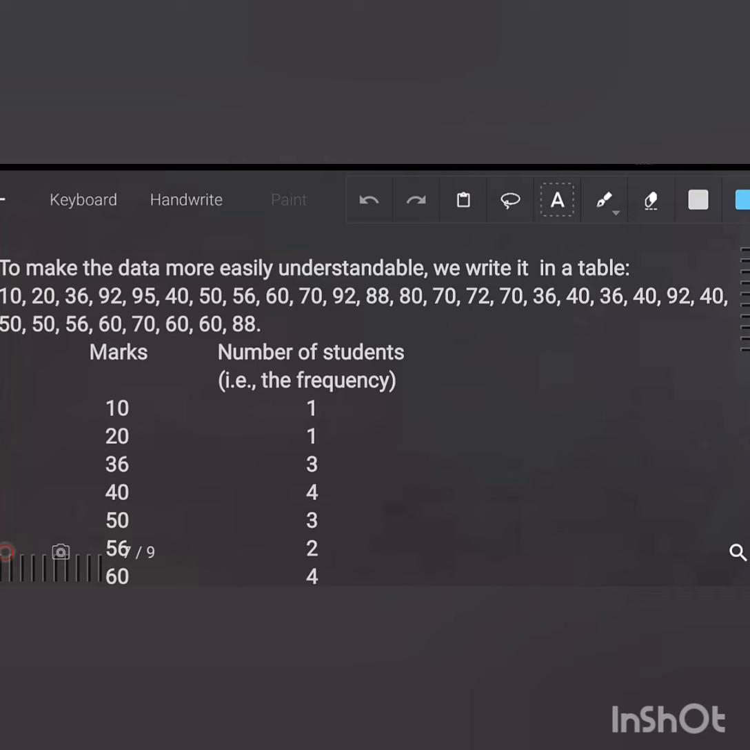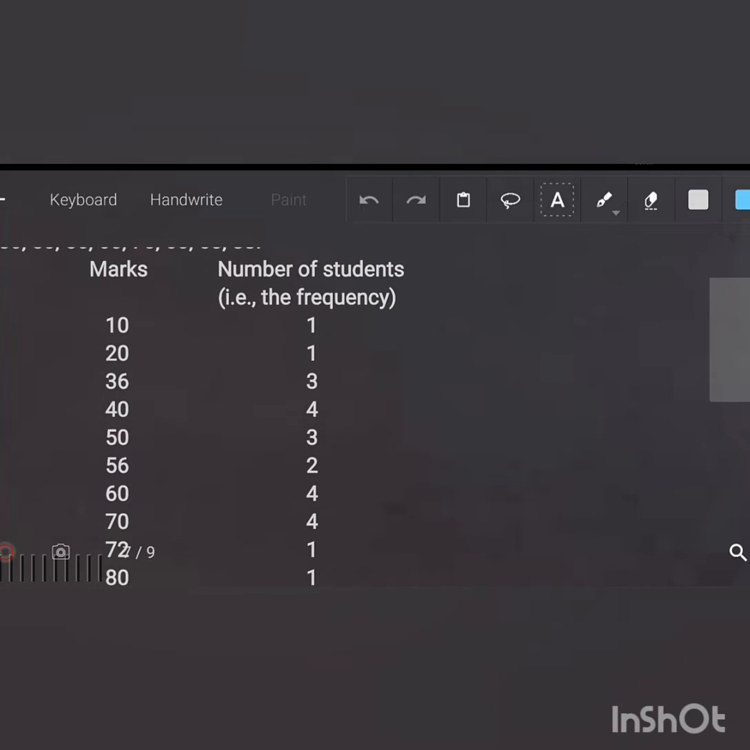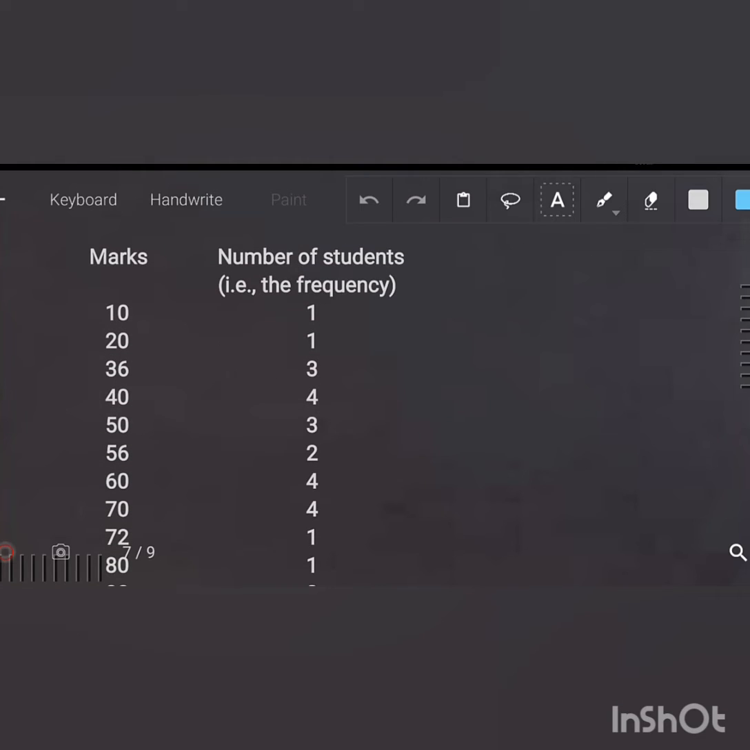The same data from the previous example is taken here: 10, 20, 36, 92, 95, 40, 50, 56, 60 and so on, 88. Each mark we take on one side, and the number of students who secured these marks on the other side. 10 marks, 1 student. 20 marks, 1 student. 36 marks, 3 students. 40 marks, 4 students. For 50 marks, 3 students.